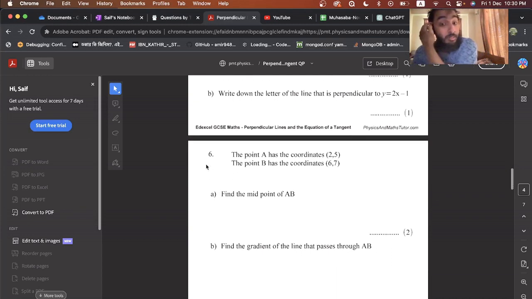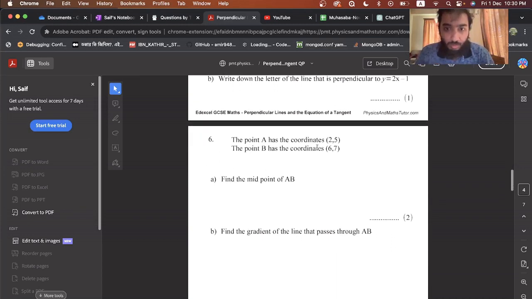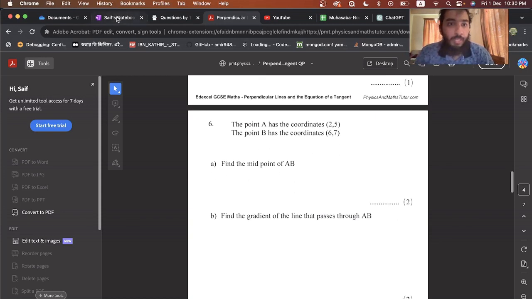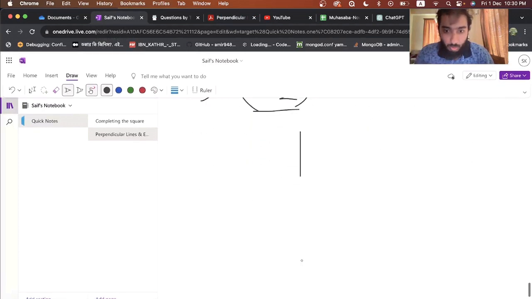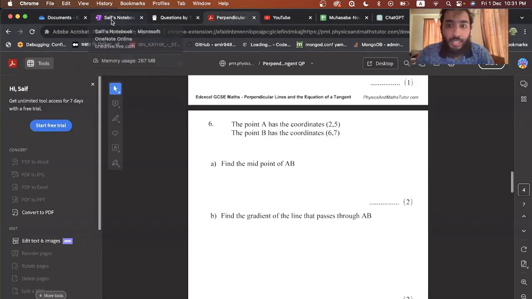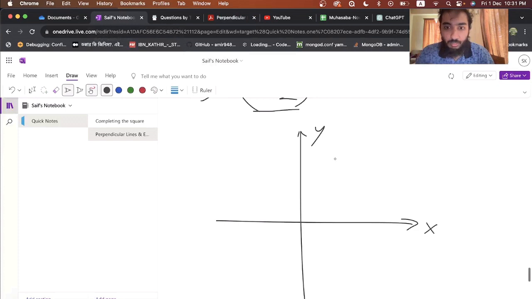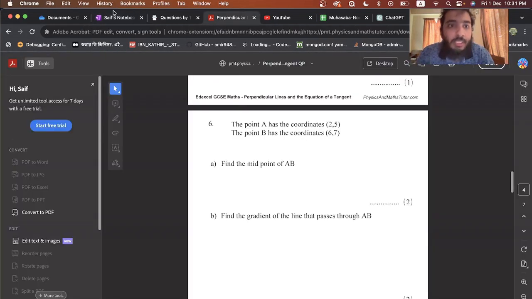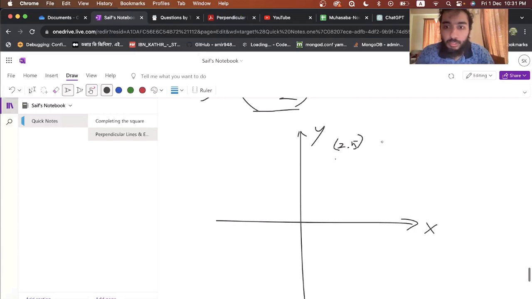So if you look at problem number 6, point A has coordinates 2, 5 and point B has coordinates 6, 7. You have to find the midpoint of AB. If I draw an axis here, X and Y, and we have points A and B, point A is 2, 5, and point B is 6, 7, something like this.